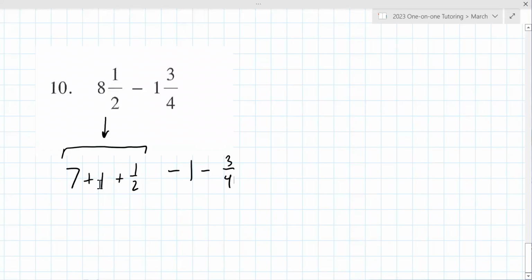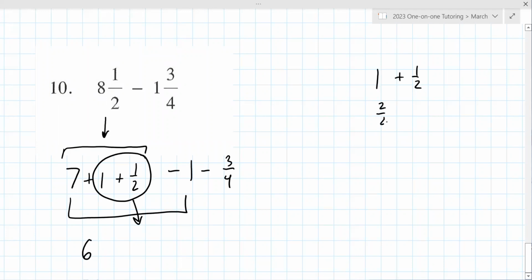I know it's tempting to use the ones to cancel, but you don't want to do that. You want to take 7 minus the 1, that's 6. And then this 1 and 1/2, you're going to make a common denominator there. 2 over 2 plus 1 over 2 gets you to 3 over 2. And then you're going to subtract 3/4 from that. Okay. And there's still a bit of work to do, and we'll do that here together. But I guess the point is now you know why. Okay.